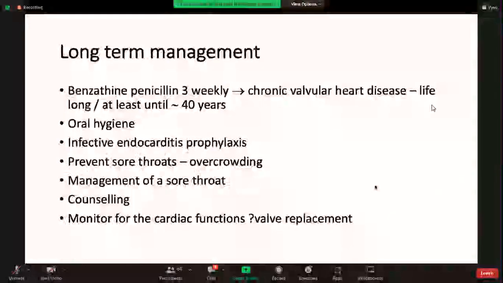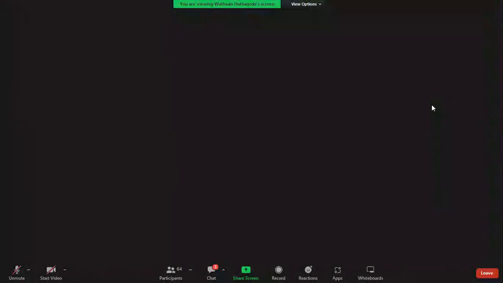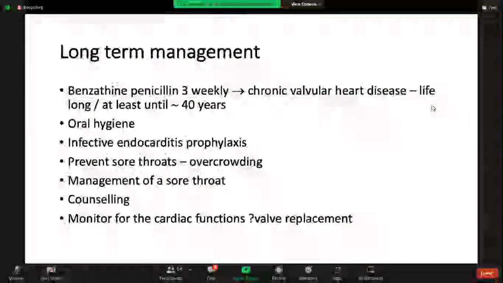So usually we are giving benzathine penicillin as intramuscular injections. But sometimes in adolescent age groups, they are not very compliant with the injections because it's very painful. So we might need to change over to oral penicillin. But other than that, you have to advise on oral hygiene. You have to give them infective endocarditis prophylaxis. You have to prevent sore throat. You have to manage sore throat. And as you mentioned, the counseling. And later, they might need valve replacement. So they need regular monitoring.